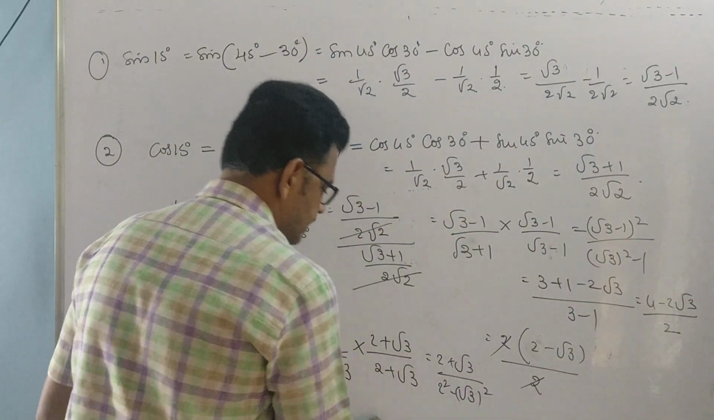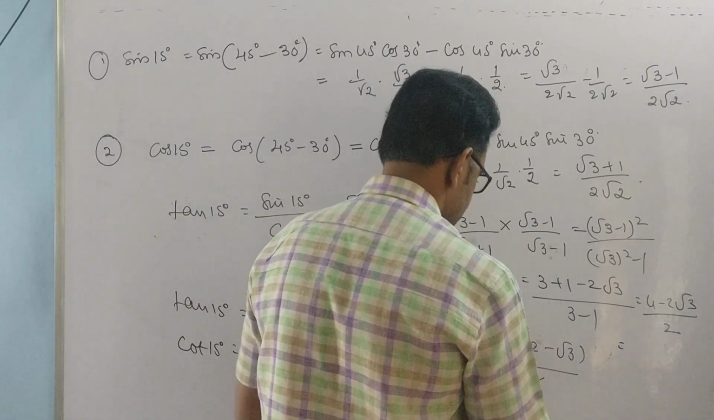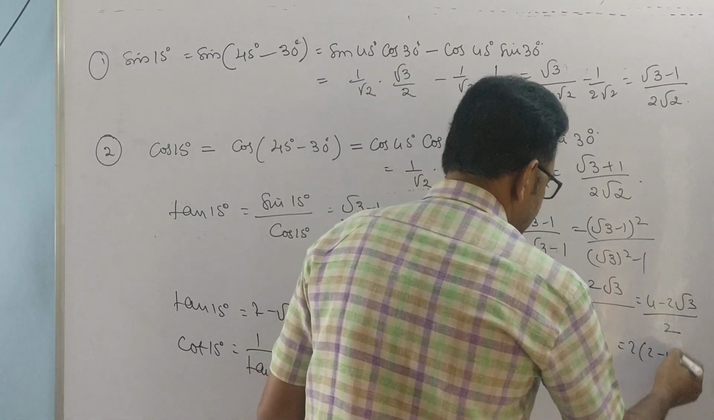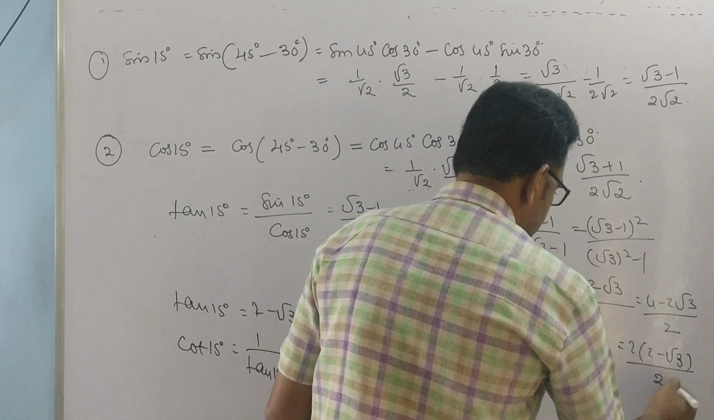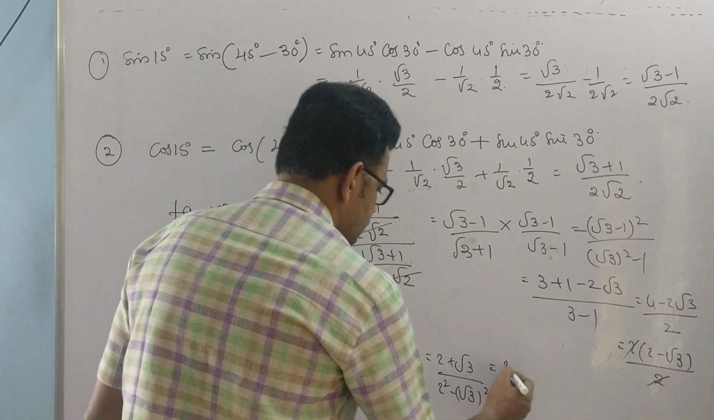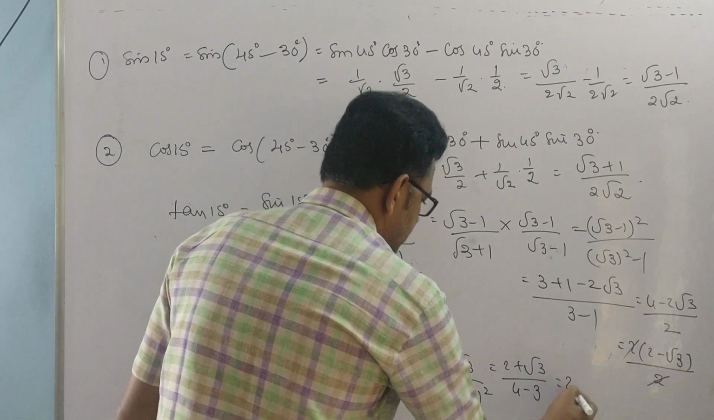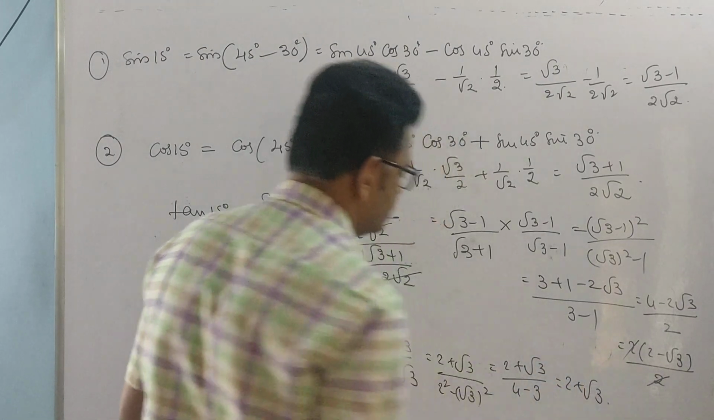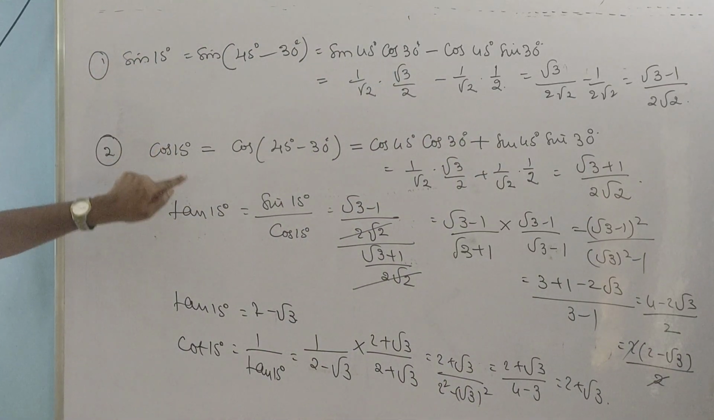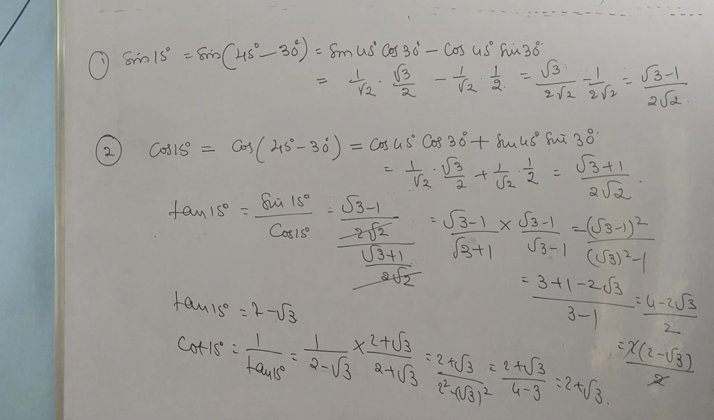That is 2 plus root 3. So this I can write here. So what about this one? Here you can take 2 common, 2 minus root 3 by 2. So 2 gets cancelled. Here it is. This is 2 plus root 3 by 4 minus 3, that is 2 plus root 3. So sin 15, cos 15, tan 15, cot 15. These are the values.